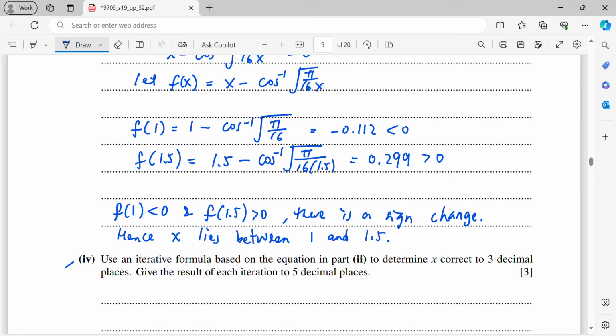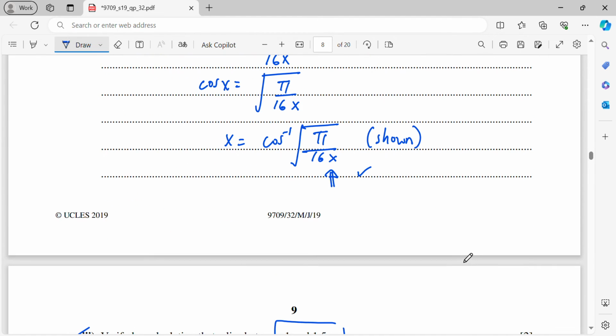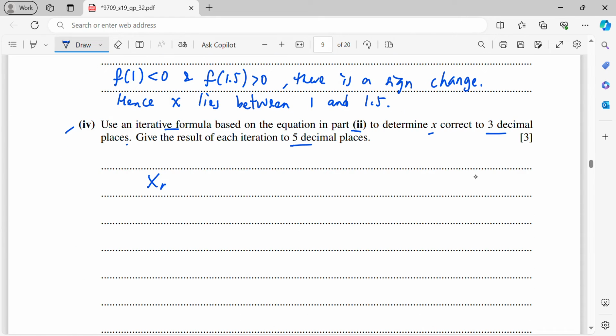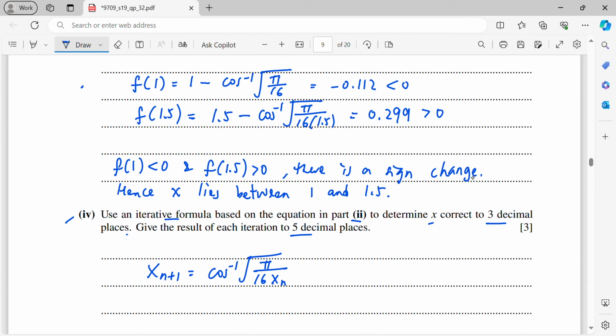Now, part 4. Use an iterative formula based on the equation in part 2 to determine x correct to 3 decimal places and give the answer of each iteration to 5 decimal places. So now I will refer back to the formula in part 2, which is this, right? But then to form the formula, we need to add on the subscripts. So I will write x(n+1) equals to inverse cos square root of pi over 16 x(n).